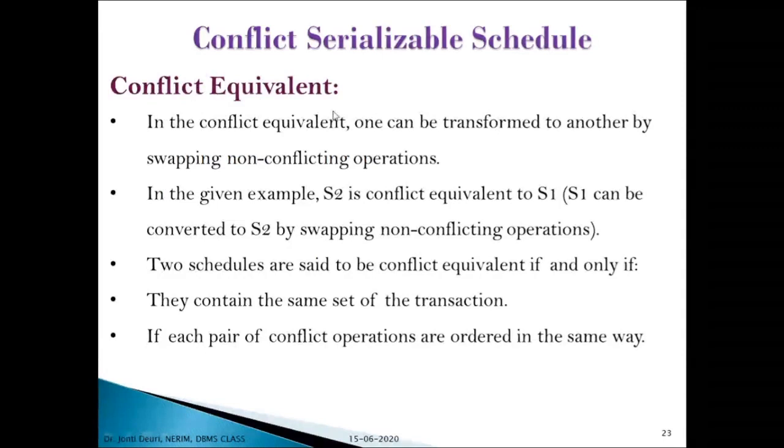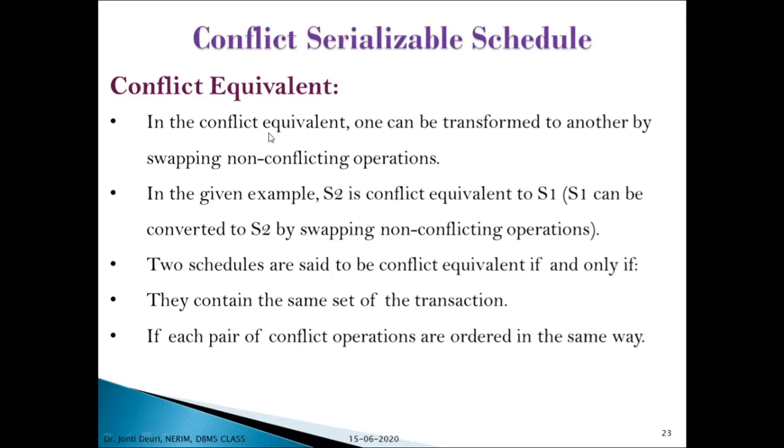So conflict equivalent. One more thing there. How? In conflict equivalent, one schedule can be transformed into another by swapping non-conflicting operations. We have seen non-conflicting operations just now. If non-conflicting operations are there, then you can transform the schedule into a serial schedule. That's what conflict equivalent is.